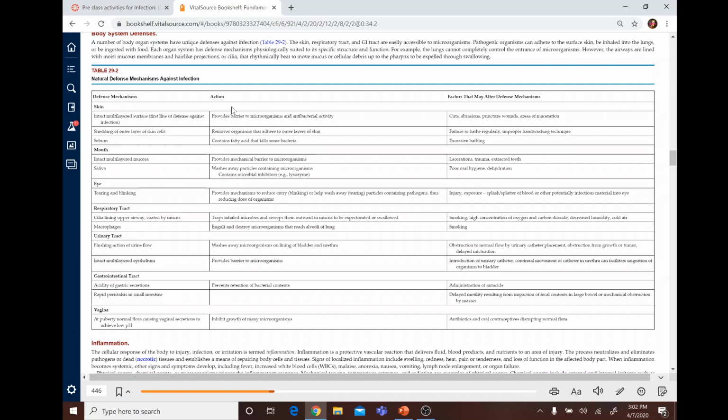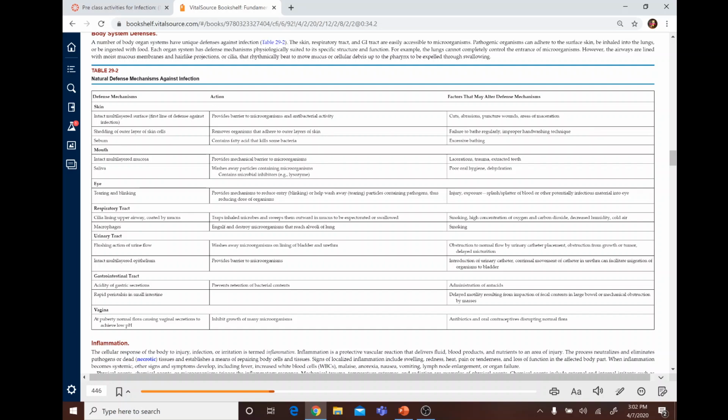What factors may alter the defense mechanisms of the intact multi-layered surface? Cuts, abrasions, puncture wounds, areas of maceration. What is the action of the shedding of outer layer skin cells? Remove organisms that adhere to outer layers of skin. What are some factors that may alter shedding of outer layer skin cells? Failure to bathe properly and proper hand washing technique.